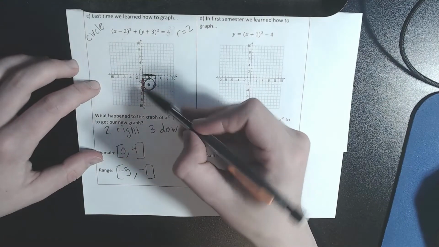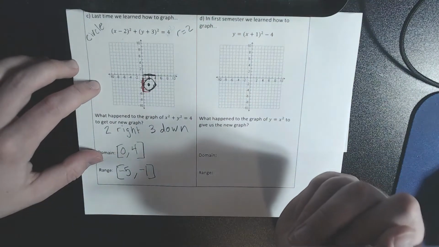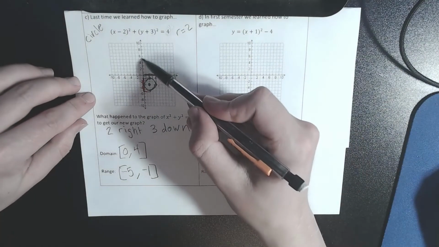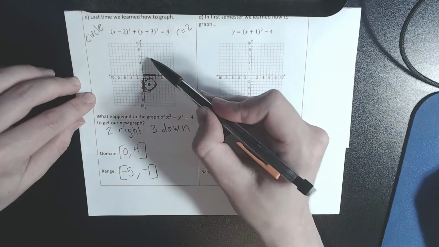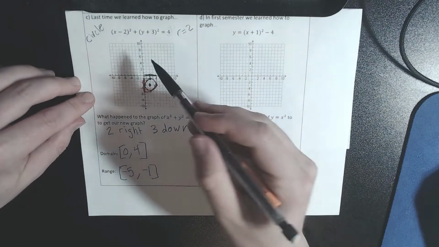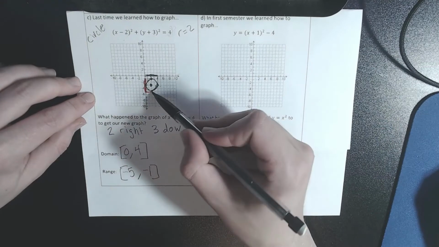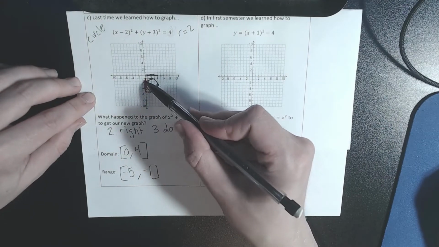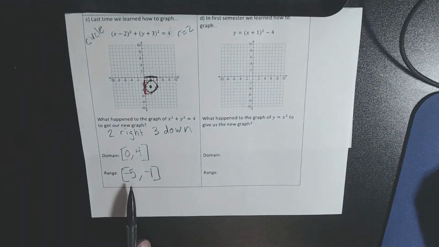But those are the only y values that actually have points associated with them. Like right up here, there's no points on the graph up there. There's no points down here. It's only in this range right there that we actually have points. So from -5 to -1, that's our range. Okay? Let's do another parabola, kind of a shifted parabola.